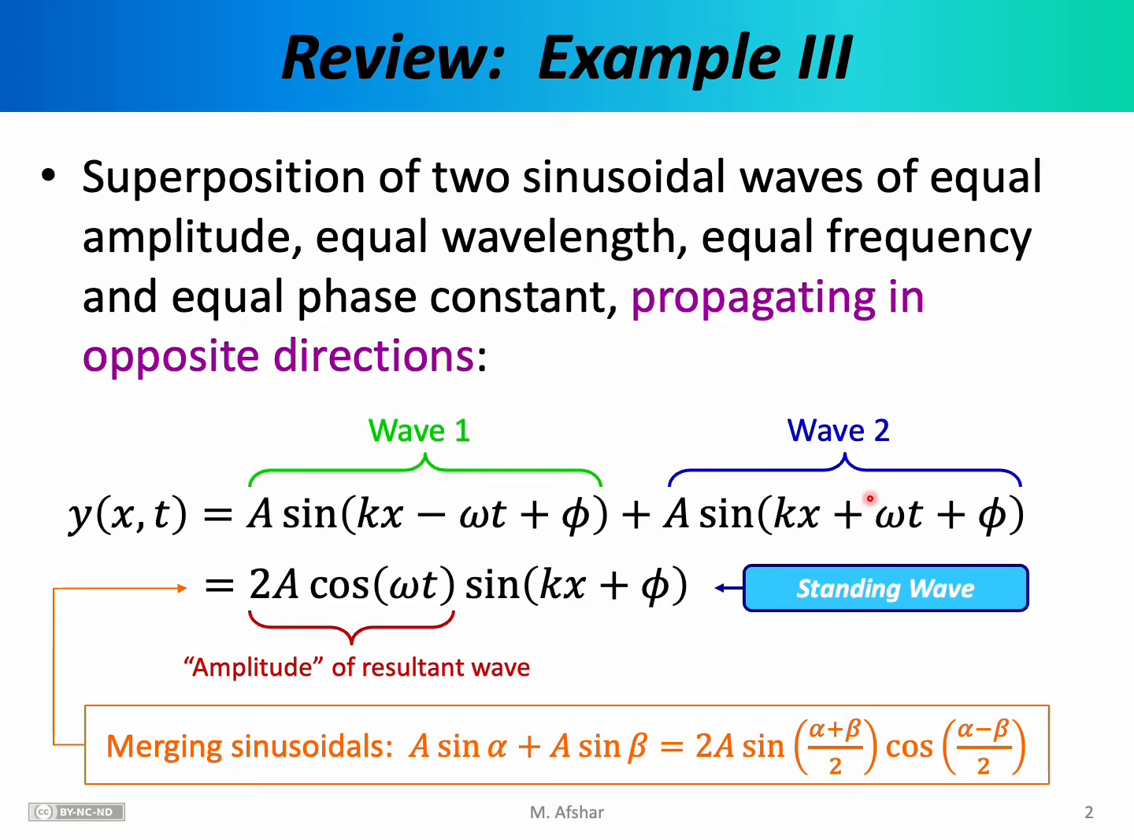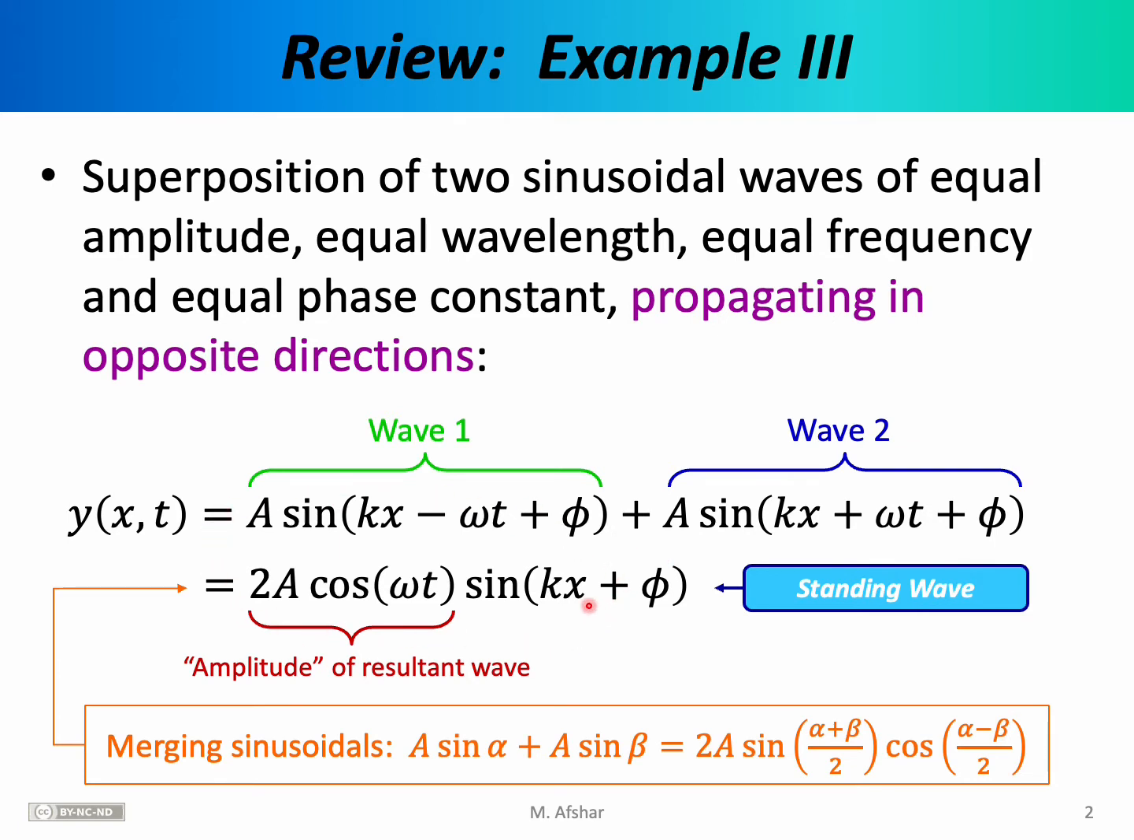You can see they're nearly identical except we have a minus sign here indicating that wave 1 is propagating to the right or the positive direction. And we have a plus sign here indicating that wave 2 is propagating to the left or in the negative direction. Combining these two sine functions using this trigonometric identity that you see at the bottom, you get this new function over here.